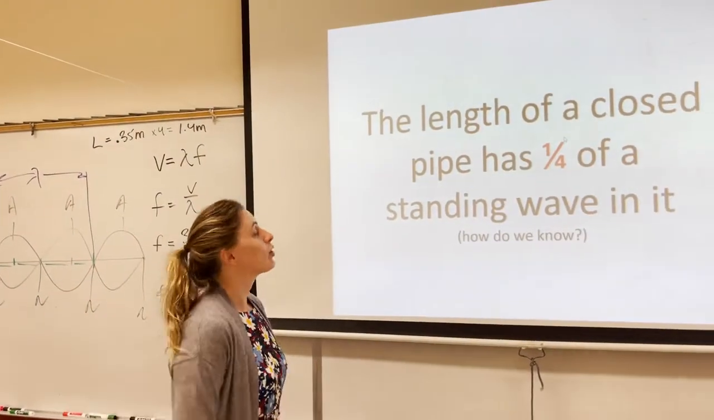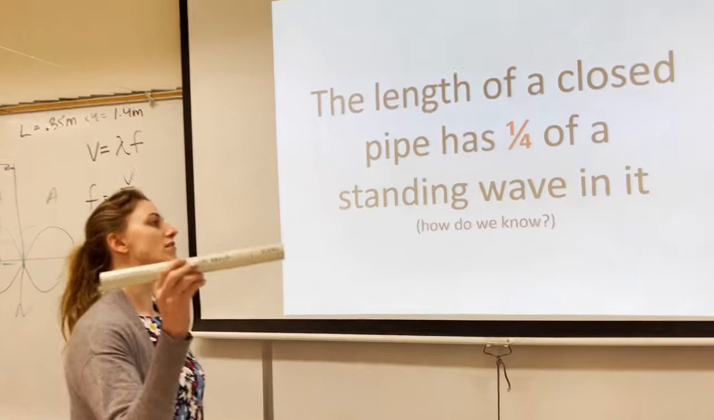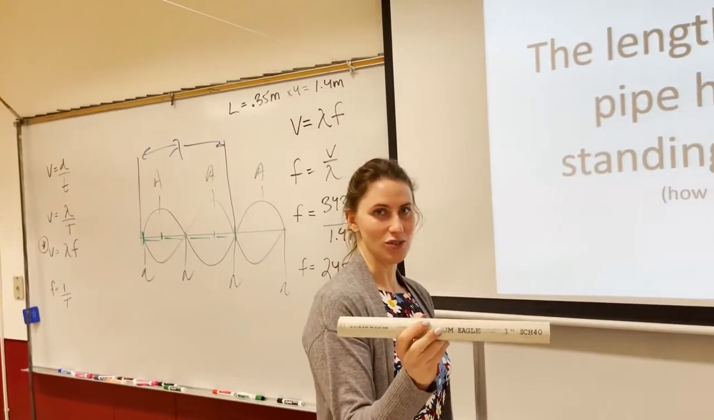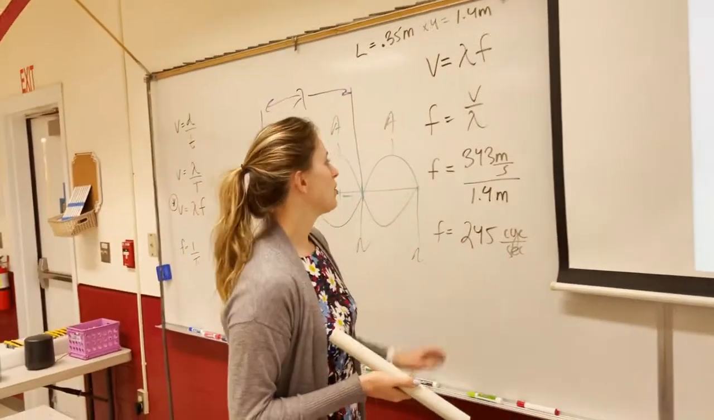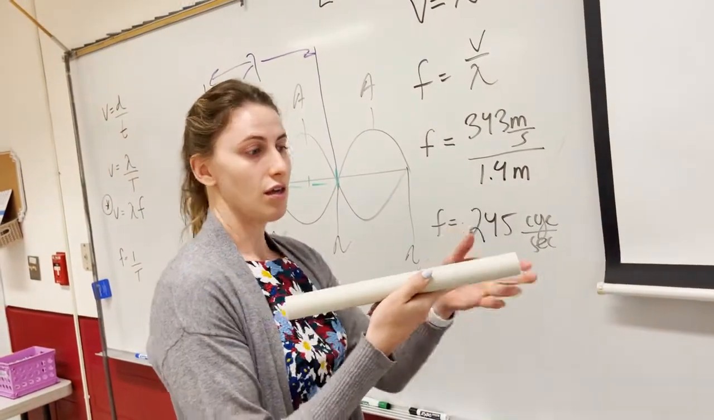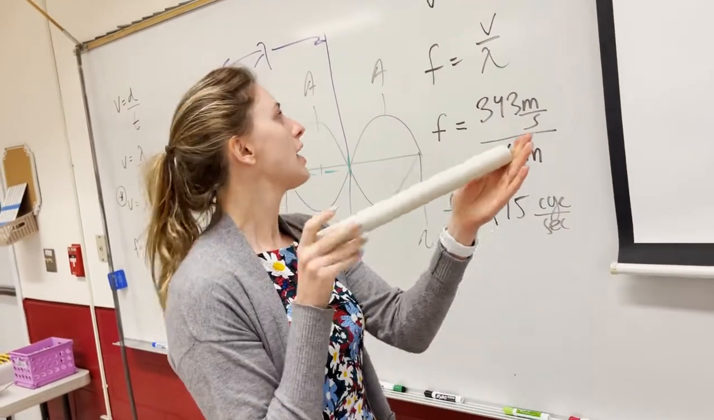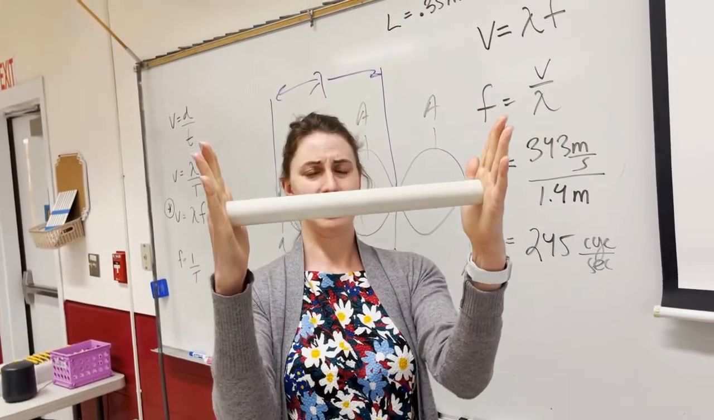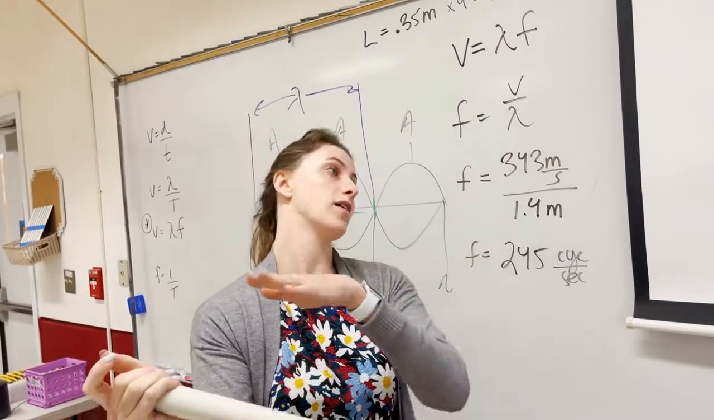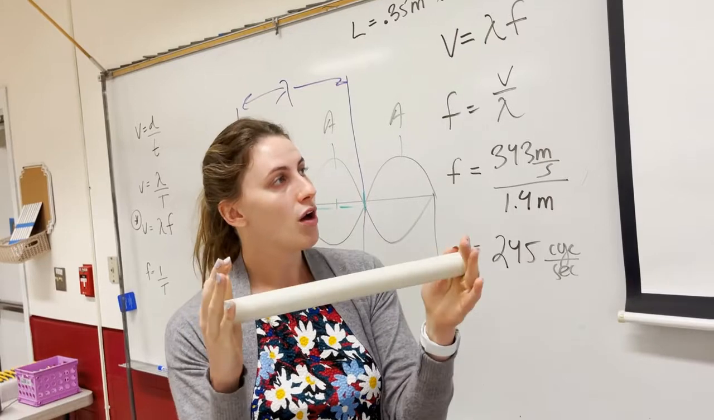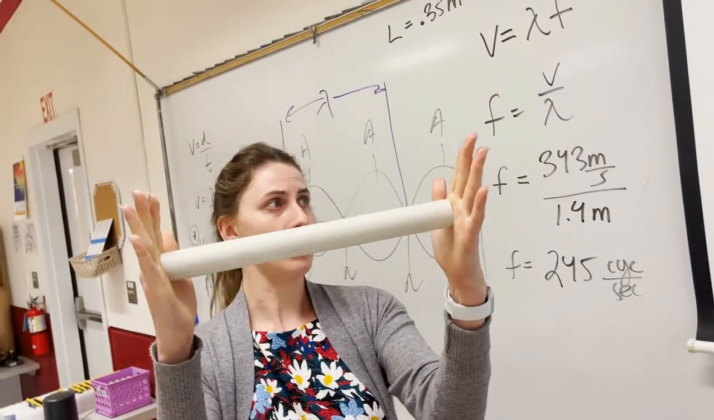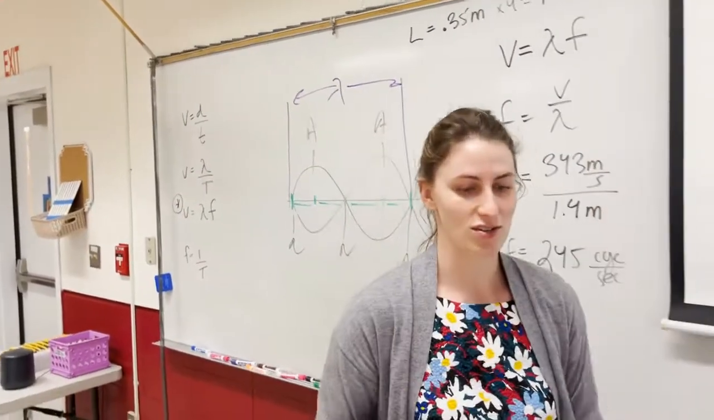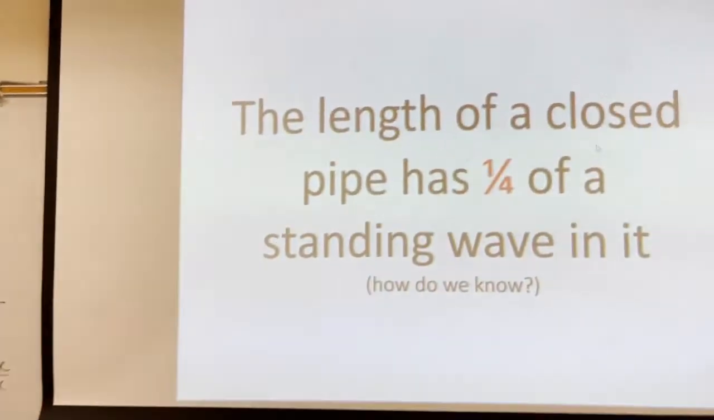So, the length of a closed pipe has 1/4 of a standing wave in it. How do we know? What did we just do? We proved it. We know the velocity and we measured the length of our resonating pipe. At first we used 0.35 meters, the length of the pipe, as the wavelength, and said the whole wavelength is this long. That was wrong, and we checked with our tone generator. Then we said there's a quarter of a wavelength in here. So how long is the whole wave? The whole wavelength is going to be 4 times this, and we used our tone generator to check our work.